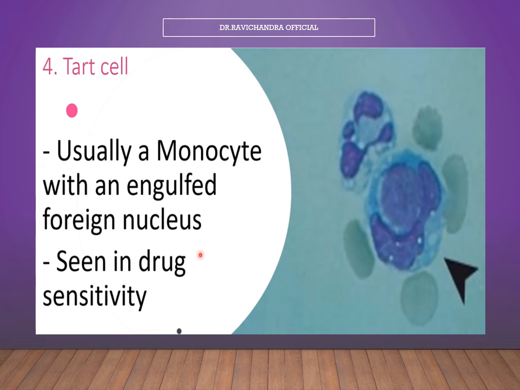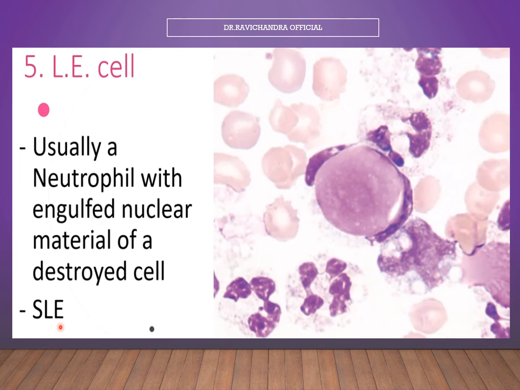Next, we are discussing the Tart cell. It is usually a monocyte with an engulfed foreign nucleus, seen in drug sensitivity reactions. LE cell: usually a neutrophil with engulfed nuclear material of a destroyed cell, and these are the characteristic cells in systemic lupus erythematosus, which is an autoimmune disease seen mostly in females.